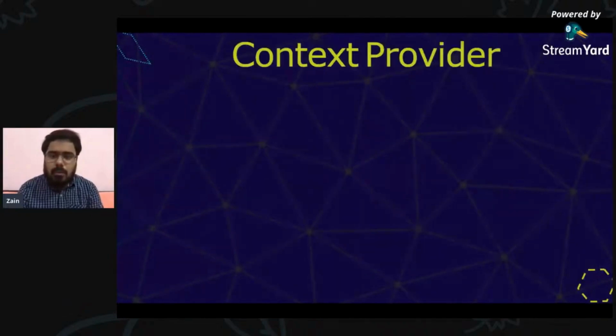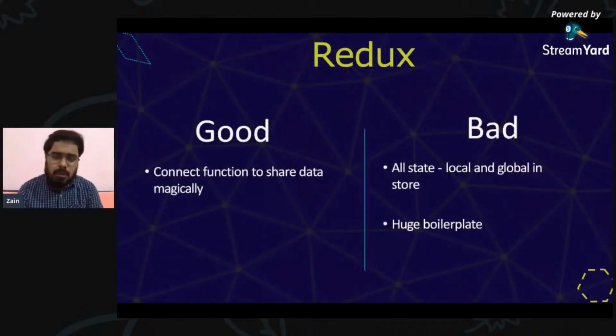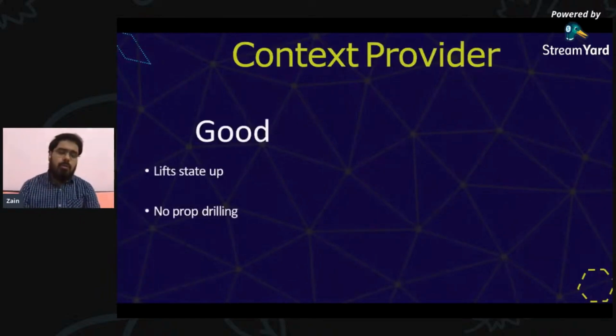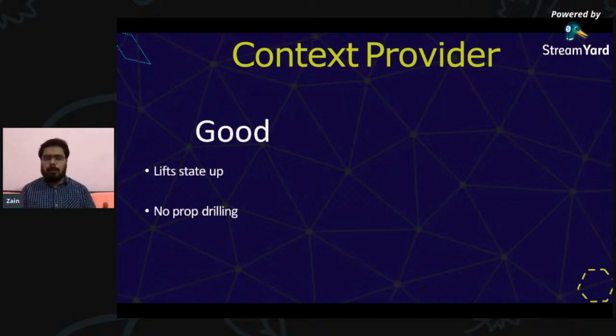So if we talk about another state management option, it's the context provider. In the context provider, the good point is the state. So let me give you an example of the problem, so you might be clear about the difference between the context provider and Redux. So what's actually the problem?